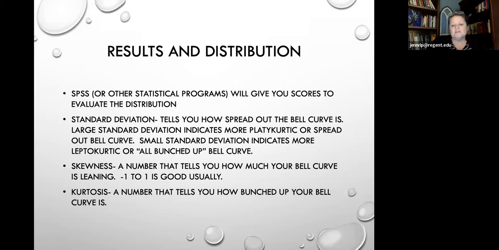Skewness is a number that tells you how much your bell curve is leaning to the left, which is a negative skew, or to the right, which is a positive skew. And you like to see -1 to 1. Skewness in particular is one that we are going to be watching all semester for all continuous variables as an indicator of normality. And when skewness is outside of that -1 to 1 range, you're going to have to fix it. It's such a big problem, you can't just leave it there.